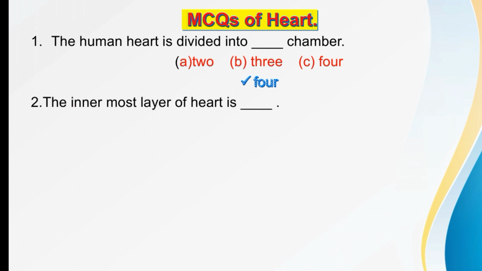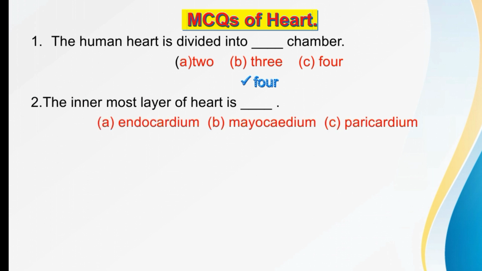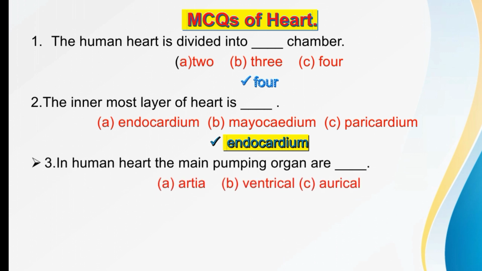The innermost layer of the heart is dash: endocardium, myocardium, or pericardium. So the innermost layer of the heart is endocardium. The right option is A. In the human heart, the main pumping organs are dash: arteria, ventricle, or auricle. So in the human heart, the main pumping organs are ventricles. The right option is B.